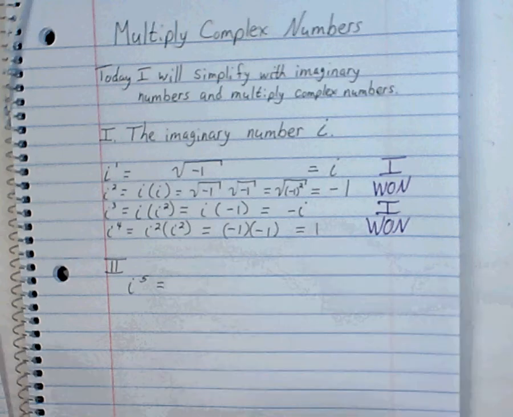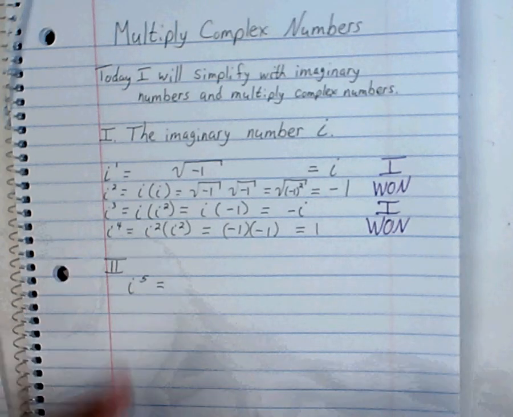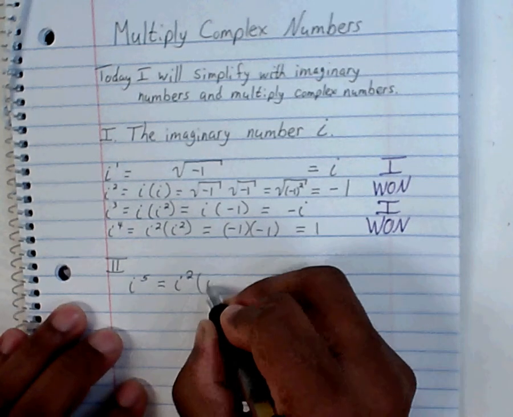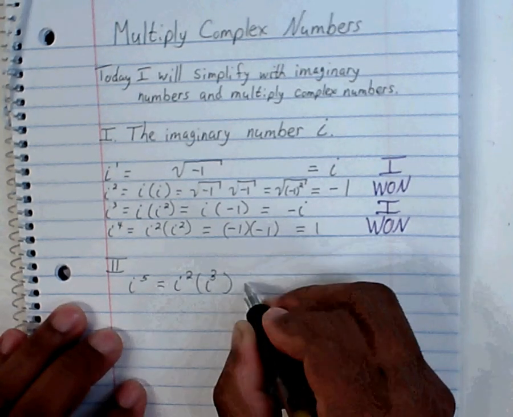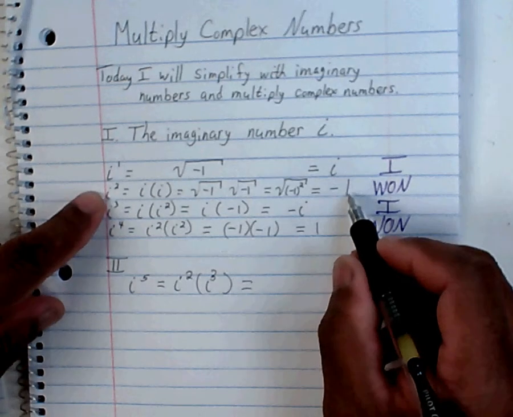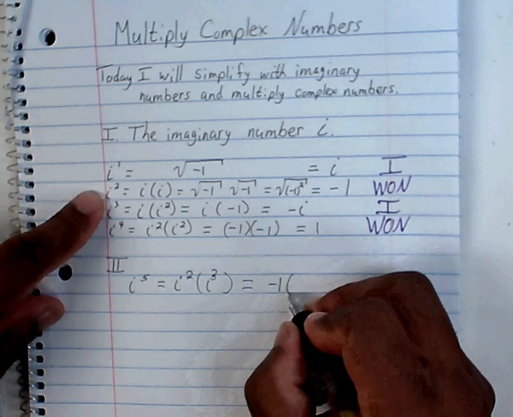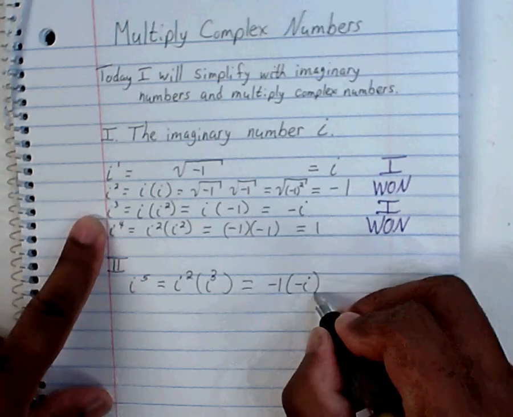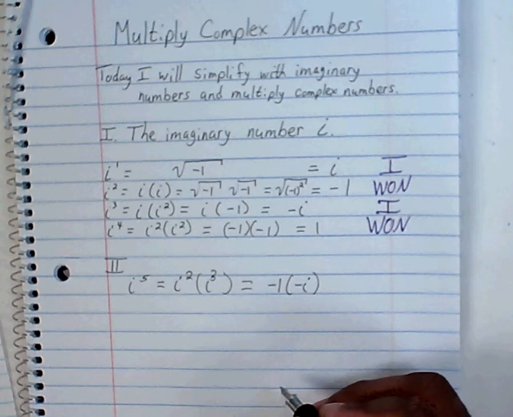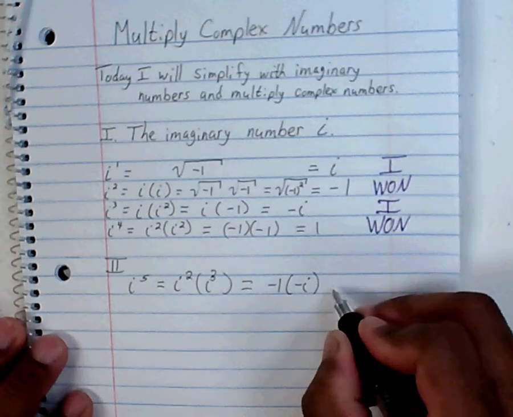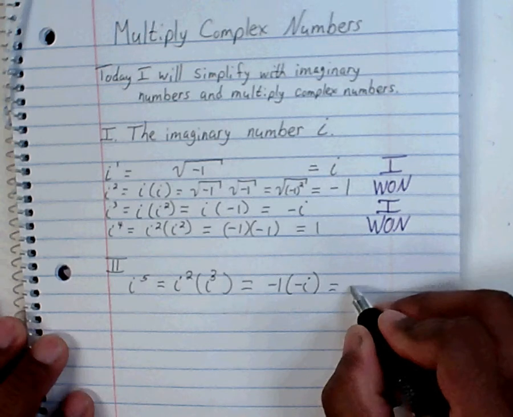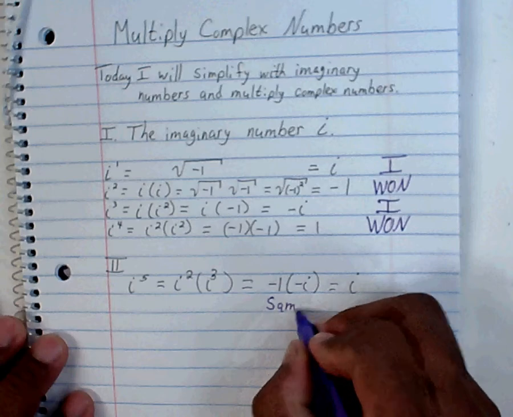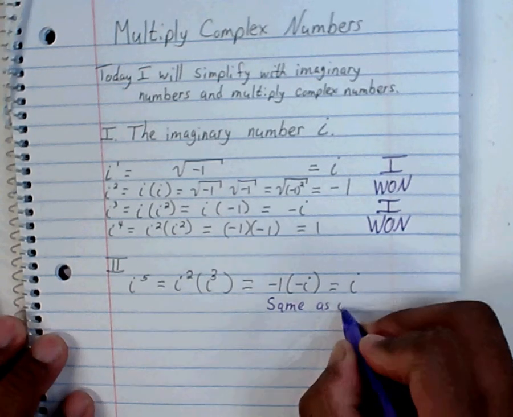We can go on with this and find out what i to the fifth is. One way to do i to the fifth would be to write down i squared times i to the third power. In which case we go back to i to the second power is -1, and then i to the third power is -i, and so when we multiply those together, we would have a positive i, and notice that's the same as i to the first.